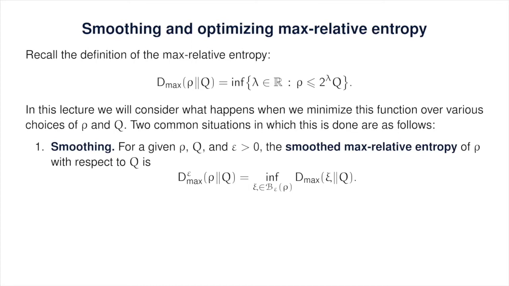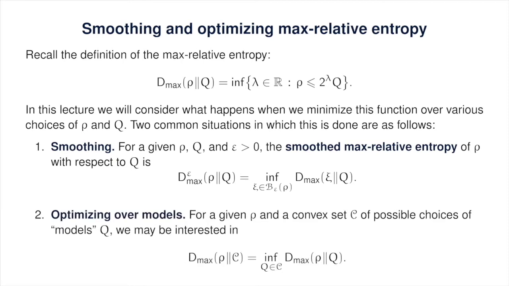We do assume that b sub epsilon of ρ is a convex set, and that is a property that we would naturally expect from a very wide range of notions of closeness. We'll come back to this shortly, and I'll mention a few common choices for how b sub epsilon of ρ is defined. Anyway, the quantity that we obtain is known as the smoothed max relative entropy of ρ with respect to q.